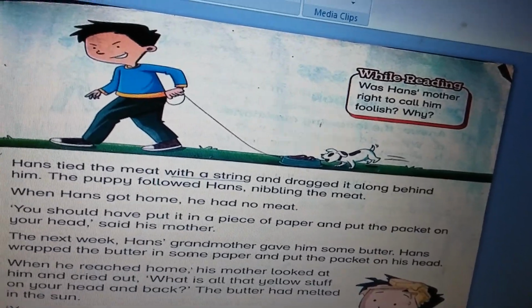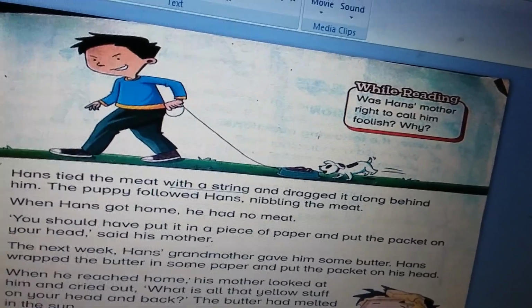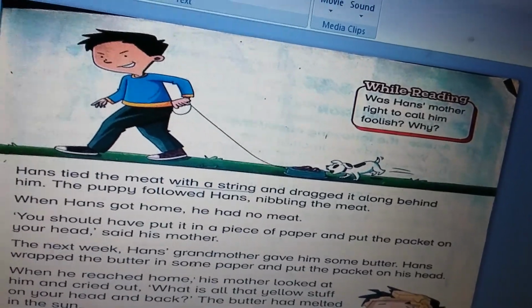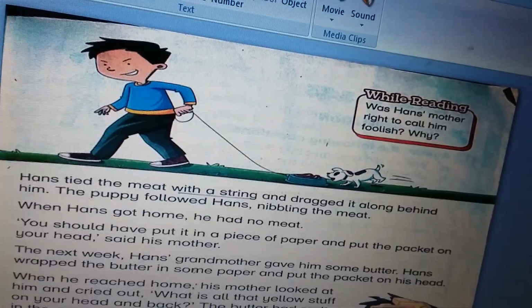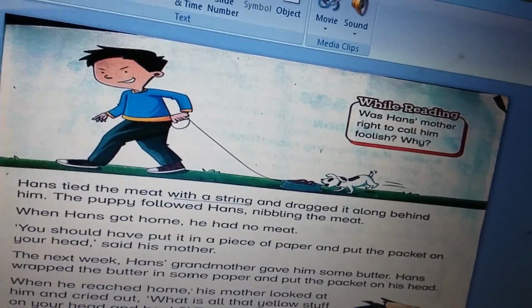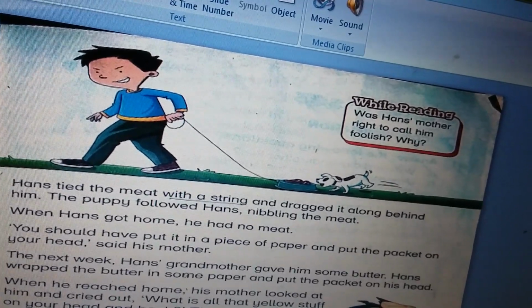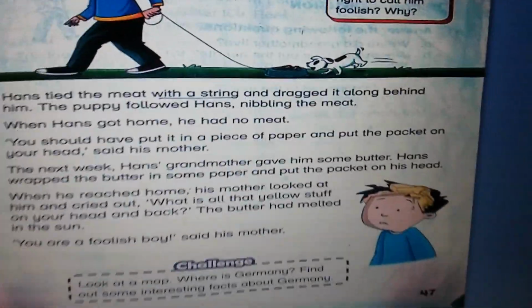What did his grandmother give him third? Yes, answer me. It was a puppy. What did his grandmother give him fourth? A piece of meat. What did his grandmother give him at last? A bar of butter.